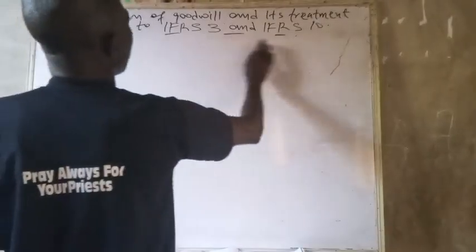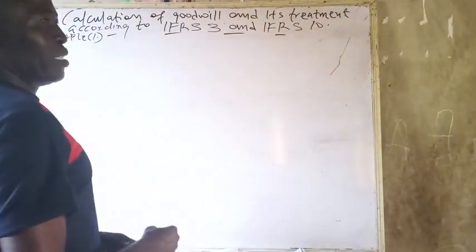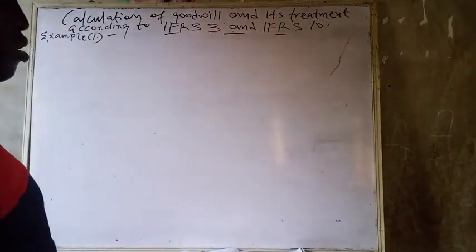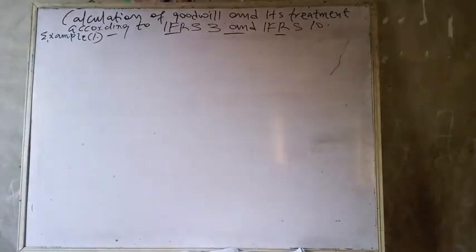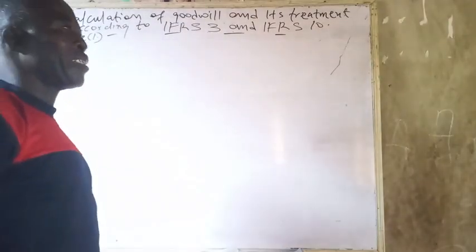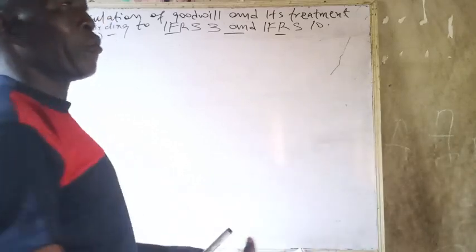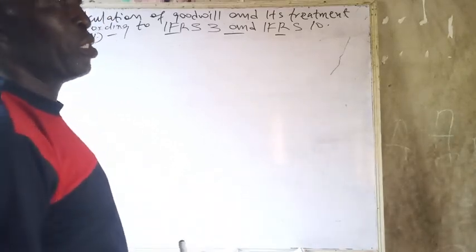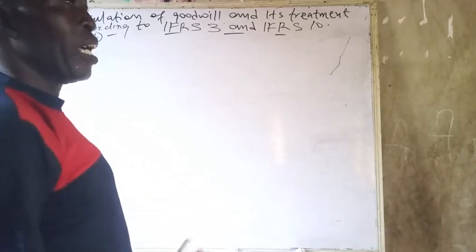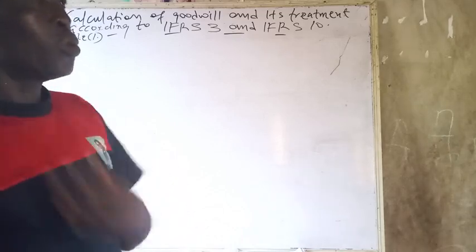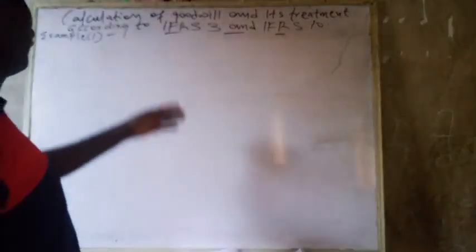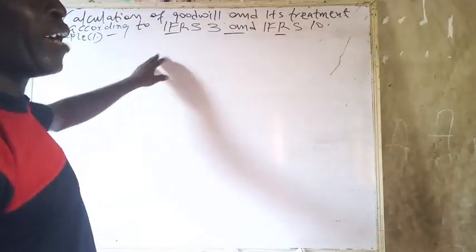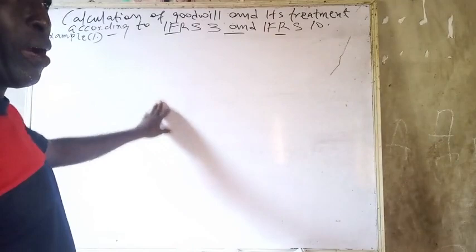Before I continue with the calculation, in the previous video we explained goodwill. Goodwill is an intangible asset. What do I mean by intangible asset? It is an asset that is not physical, that belongs to a company. So this is not just a figure. How does this figure arise?